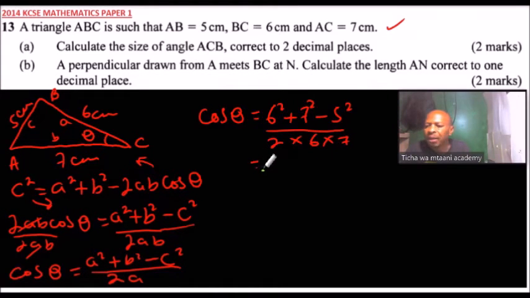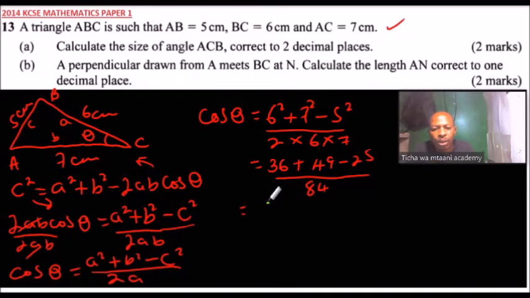So you can use now your calculator, which you find this is 36 plus 49 minus 25. You divide by 7. This is 12 times 7 is 84. So when you divide that, you get 60 divided by 84, which gives you 0.7143 using a calculator. That means the cosine of theta is this.